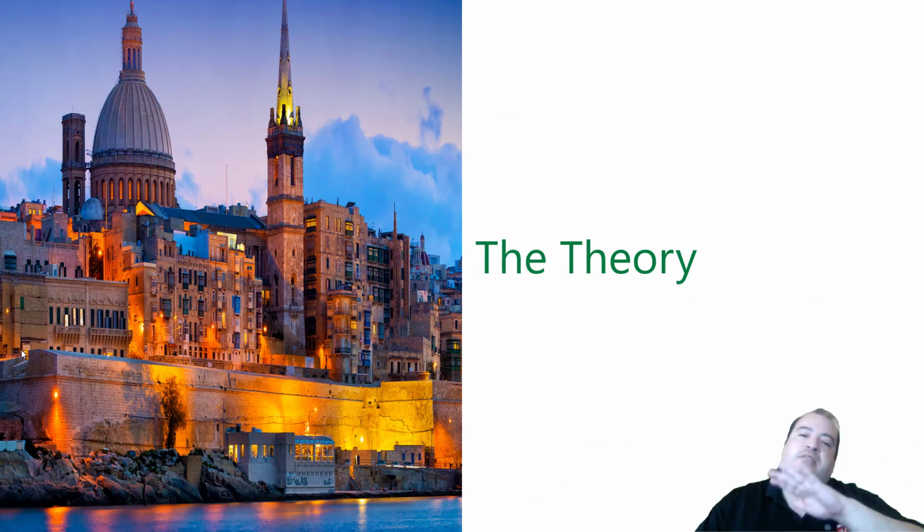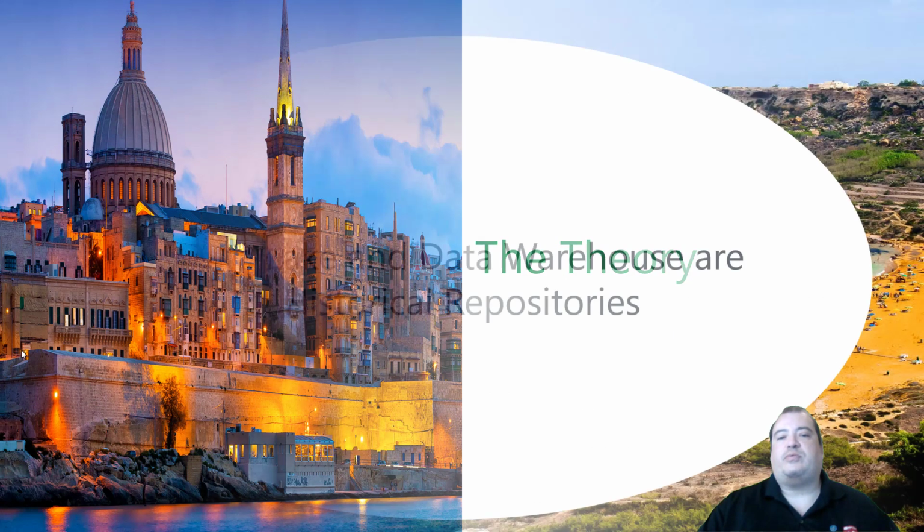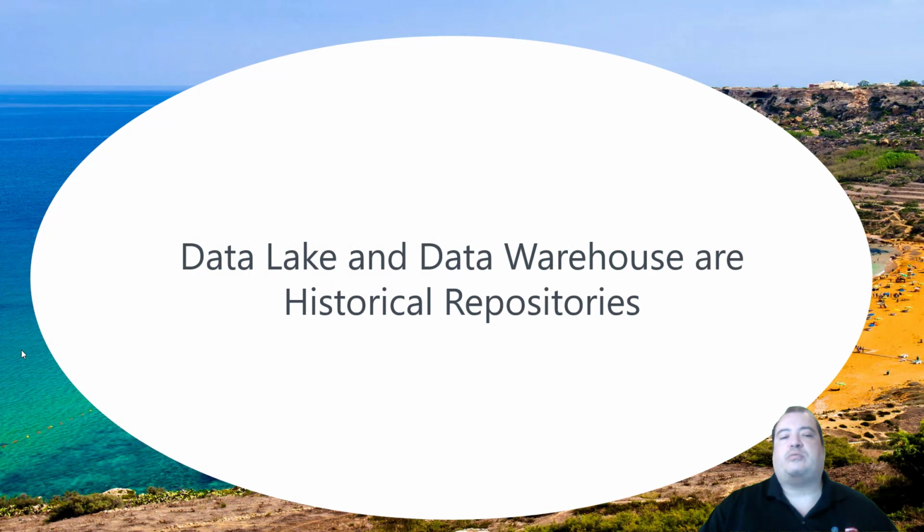Let's talk about theory. What's the theory we are talking about? Data lake and data house are historical repositories. So this means that in theory, nothing ever changed in these repositories. You never would have an update or a delete on these repositories. It's something that should never happen because they are historical. The facts already happened in that way.